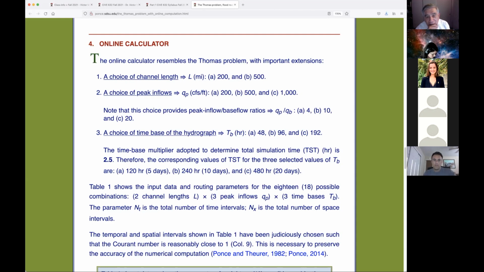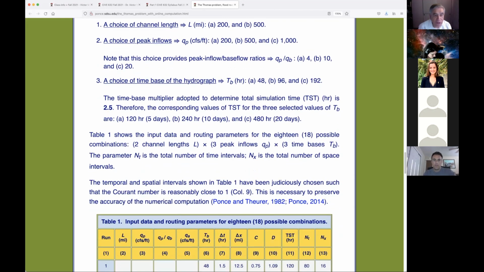And it varies the length, 2 lengths, 200 and 500, which are the Thomas length and the extended Thomas length. Then a choice of peak inflows, 200, 500, and 1,000. 200 is the Thomas peak inflow, and the 500 and 1,000 are our extended Thomas peak inflows. Notice that this choice provides a peak inflow to base flow of 4, 10, and 20. We already went through that in the previous paper.